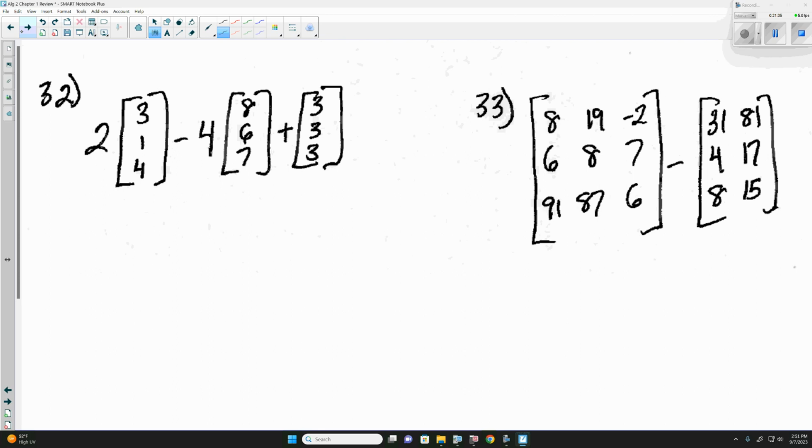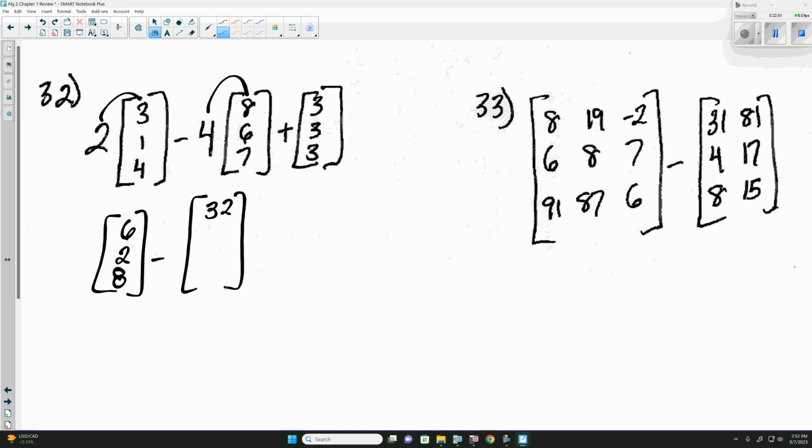So this one here, the first thing we would do is multiply it by 2. 2 times 3 is 6. 2 times 1 is 2. And 2 times 4 is 8. Now the second one, we can multiply it through by just 4. We can leave the negative there. So 4 times 8 is... 4 times 6. And 4 times 7 is 28. Now the last one does not have a scalar to multiply it by, so it's still just 333.